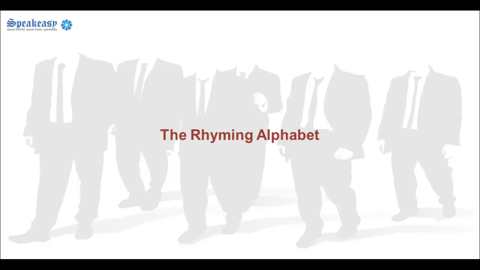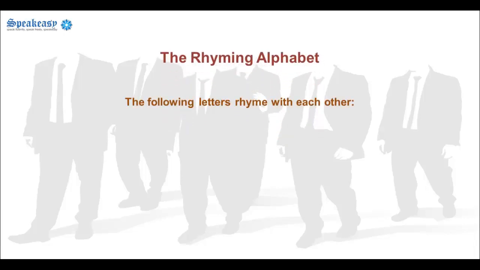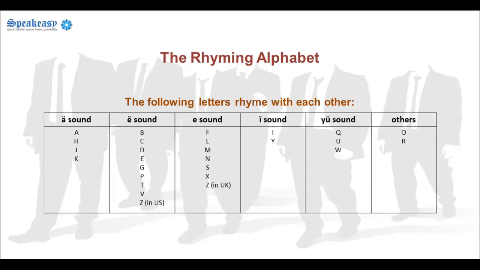You may have noticed that many of the words that we've just looked at have a very similar pronunciation. They use the same vowel sound. The following letters are separated into categories that rhyme with each other, starting with the long A sound: A, H, J, and K. And the long E sound: B, C, D, E, G, P, T, V, and Z as it's pronounced in the United States.